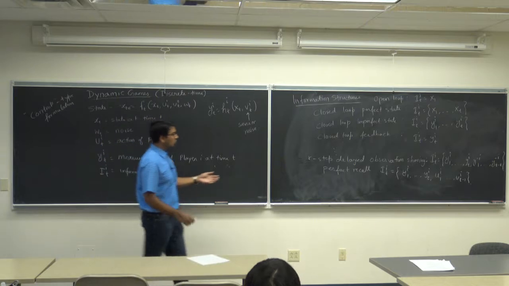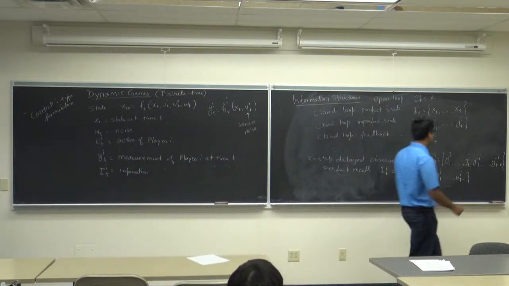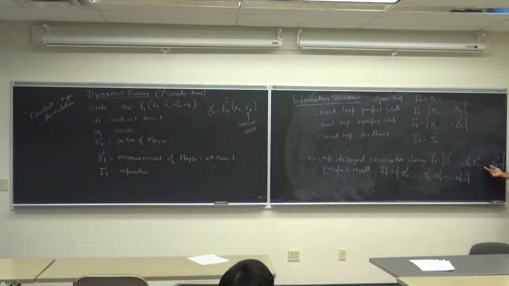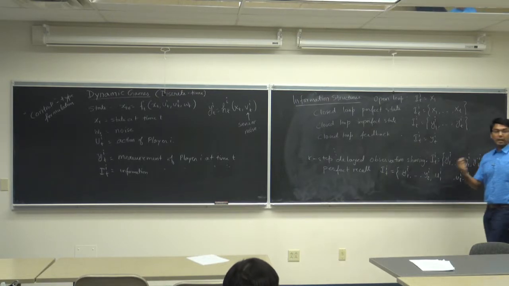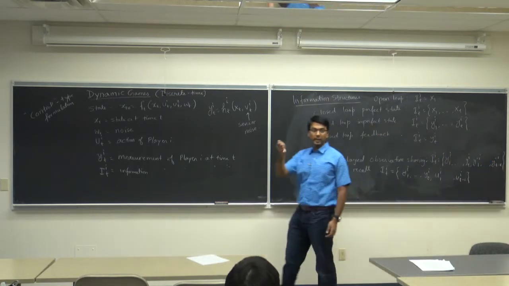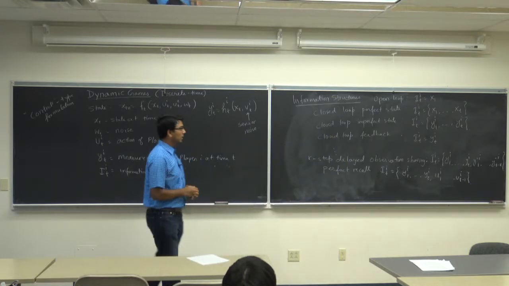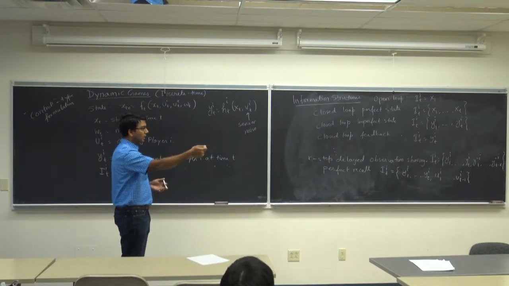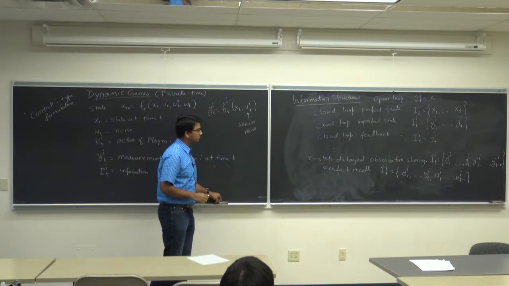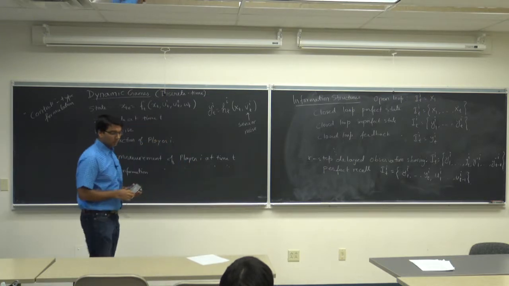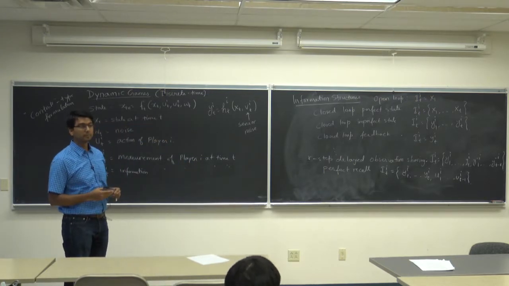Having this information structure does not necessarily mean that the players are willingly sharing their information. They may be, or you could have your own sensors so as to extract information about other players from the environment. Okay, any questions so far?